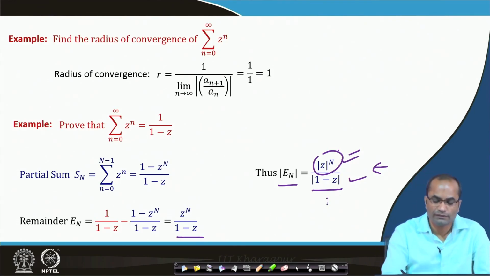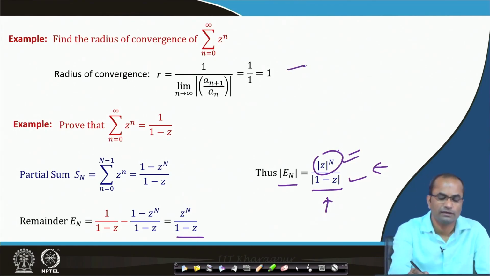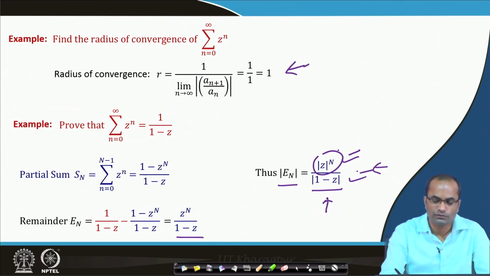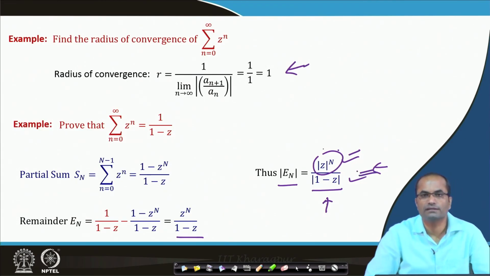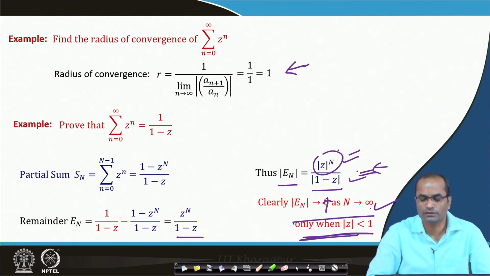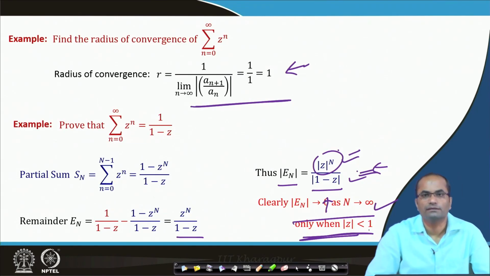So, this itself indicates here that the radius of convergence is 1, but we had the direct formula for the calculation of the radius of convergence, and here it shows that if mod z is less than 1, this E n will go to 0 as n approaches infinity, but the condition is that the modulus of z is less than 1. So, that is the condition, which is again indicating to us that the radius of convergence in this case is 1.